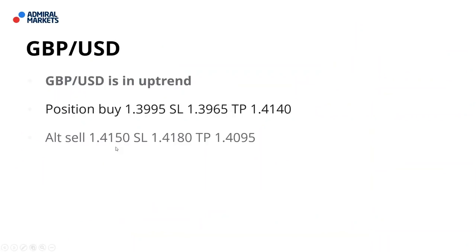Pound dollar uptrend, 39.95 buy trade, stop 39.60, TP 41.40, sell 41.50, stop 41.80, TP 40.95. GBP dollar buy trade 39.95. This is a very interesting level. I am in the GBP dollar trade, I need to tell you, but it already happened, so that is why you might join if you like. I will show you. I'm also risking profits. I always try to risk my profits, especially because for this account it's not a big risk trade, but as I say, I have a lot of entries here, and I will tell you where I made the entry.